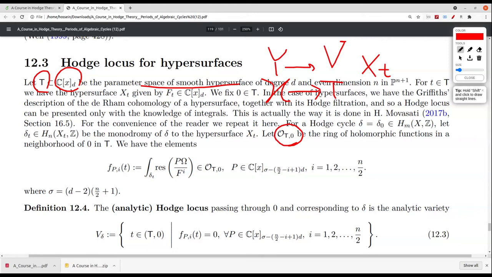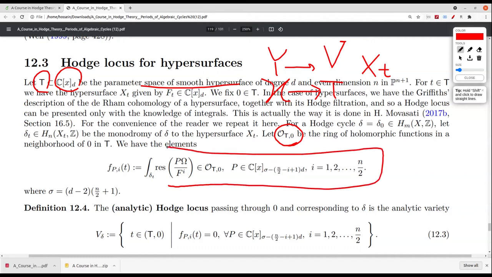And so by Griffiths' theorem, we know the part of the Hodge filtration of the hypersurface that we needed for the definition of our integrals. And this is exactly the part that we need. This will generate this F^{n/2+1} piece. And so we will need these functions in order to define the Hodge locus.